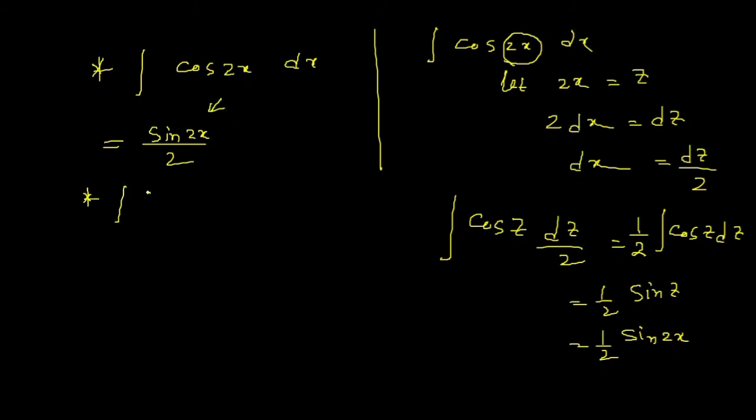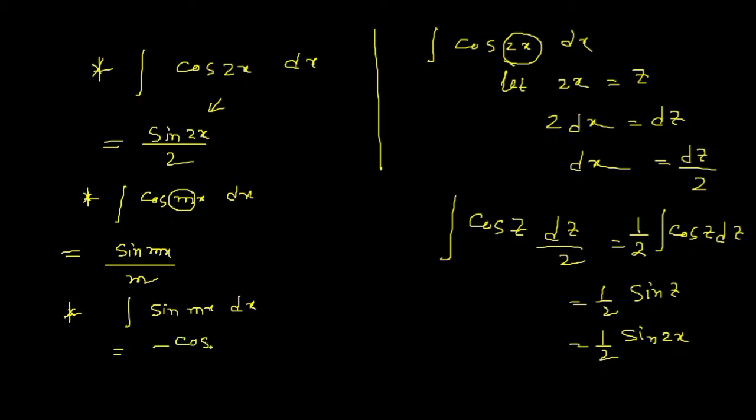In fact, the integration of cos mx dx will be sin mx by m. The coefficient of x will be the denominator. Every single time the coefficient of x will be the denominator. This is not valid only for cos, it is valid for every single function. Like the integration of sin mx: what is the integration of sin? The integration of sin is minus cos. So it will be minus cos mx by m.